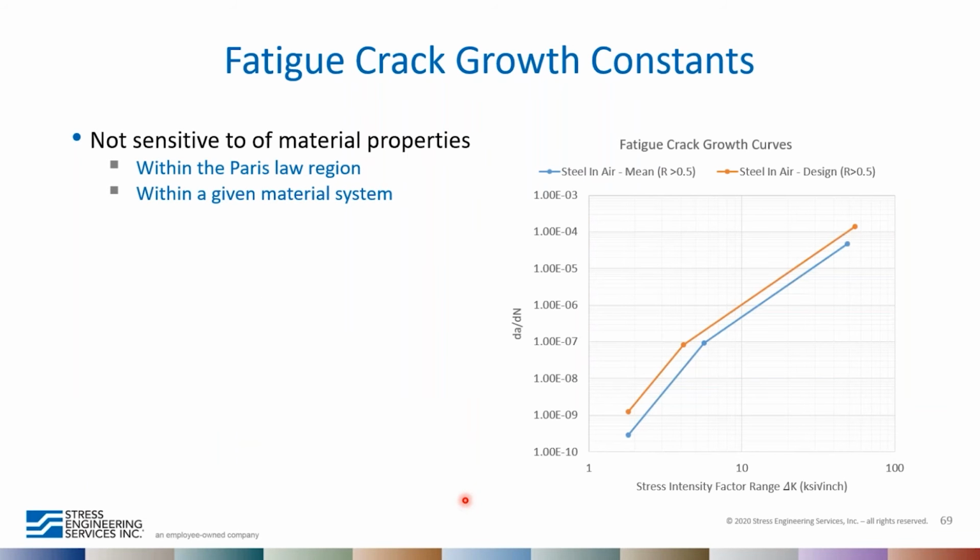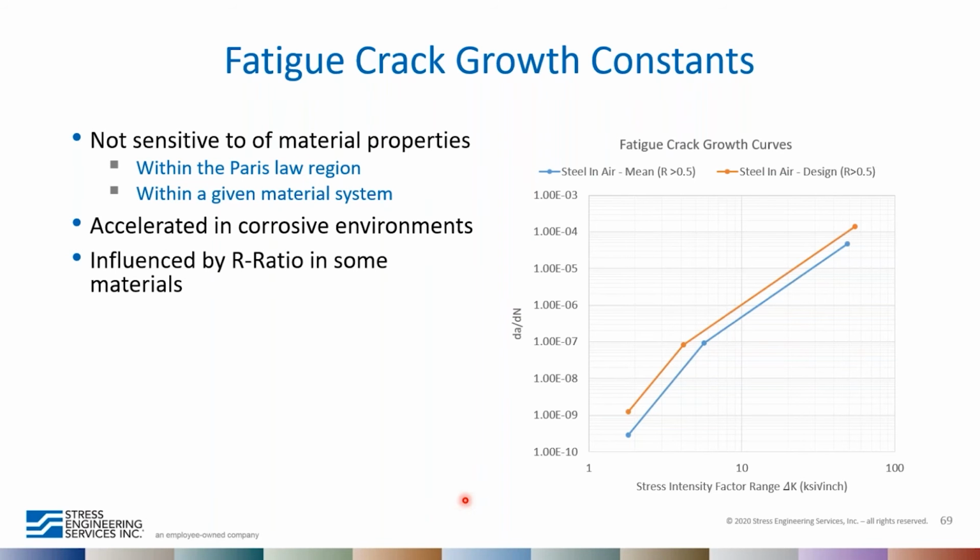Okay, so let's look at crack growth constants in general and their behavior. They're not very sensitive to material properties within the Paris law region and within a given material system. So the codes typically have a single crack growth curve for steels of different strength and different properties, and that doesn't really change too much. It does change, however, with the influence of corrosive environments, which can accelerate the crack growth.